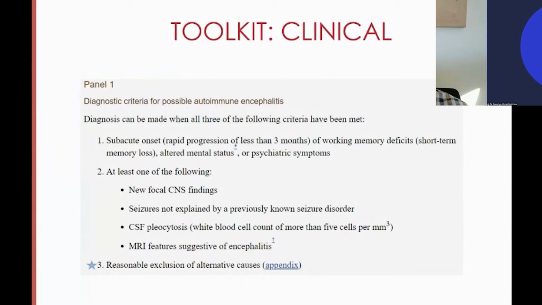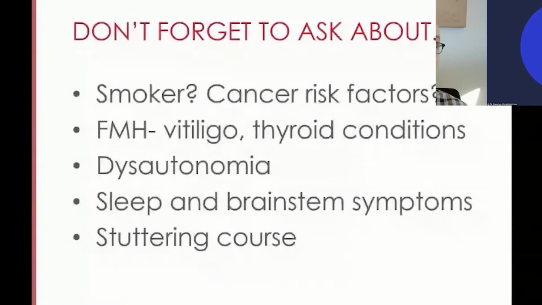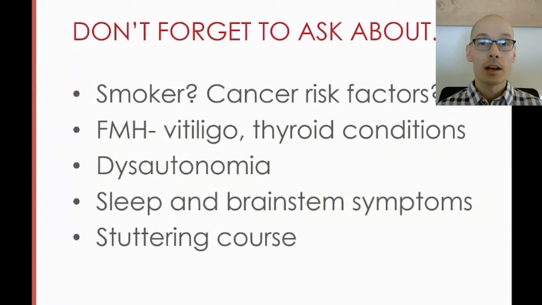Some things that I forget to ask about in the history, even today, are cancer risk factors, for example, smoking and exposure to different agents. And then also family history is very important. So ask about conditions like vitiligo and thyroid conditions, which are often autoimmune, and the patients often don't volunteer these conditions if you just non-specifically ask about autoimmunity. Also keep in mind dysautonomia, sleep and brainstem symptoms, and like I mentioned before, some of these conditions which are not immediately lethal may manifest over many years, actually, with a stuttering course.